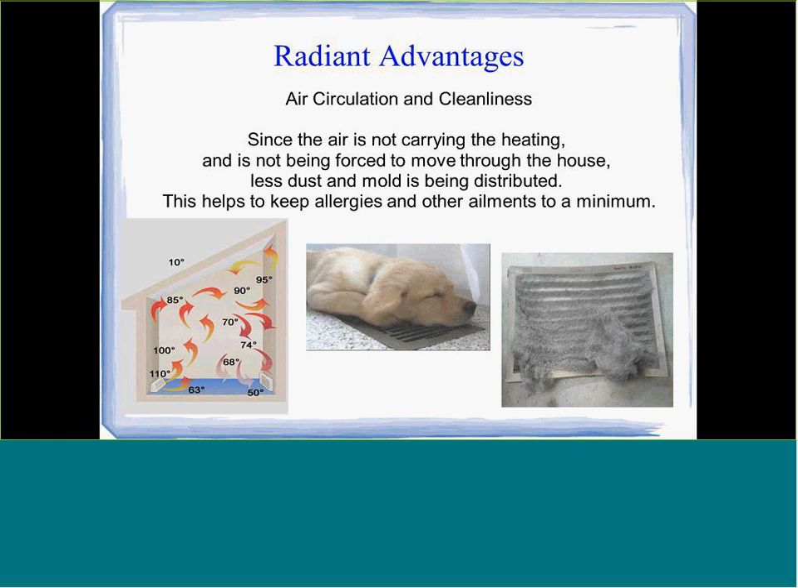Some of the advantages to radiant heat, the big one is air circulation and cleanliness. If you've got a forced air system, if you see on the lower left corner, we've got air temperatures all over the place, and we've got air swirling around as the furnace comes on and starts to blow heat everywhere. And then you also have registers and grills that have to be open and available for the heat to come through. And then the last part would be things like furnace filters and air cleaners.